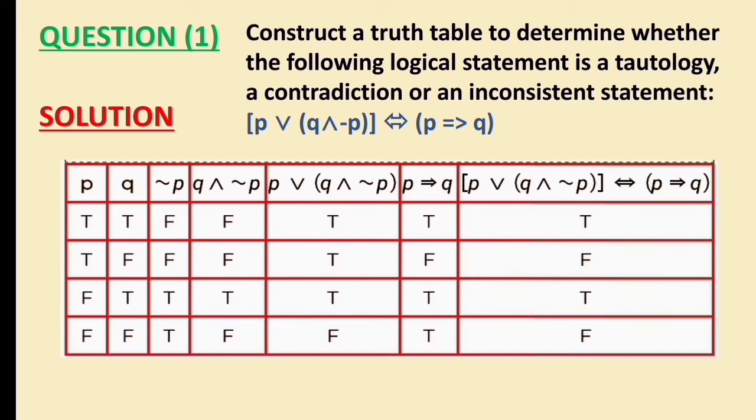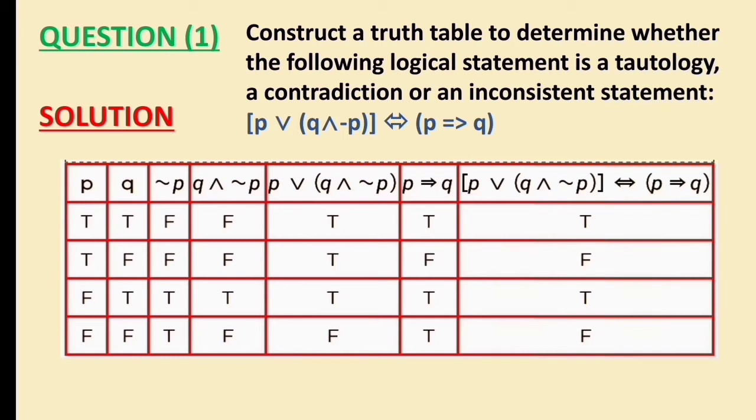From the solution displayed, we have a column for P, being true, true, false, false, a column for Q, being true, false, true, false, and subsequent columns for negation P, Q and negation P, P or (Q and negation P), also P implies Q, and lastly the column for the entire question.